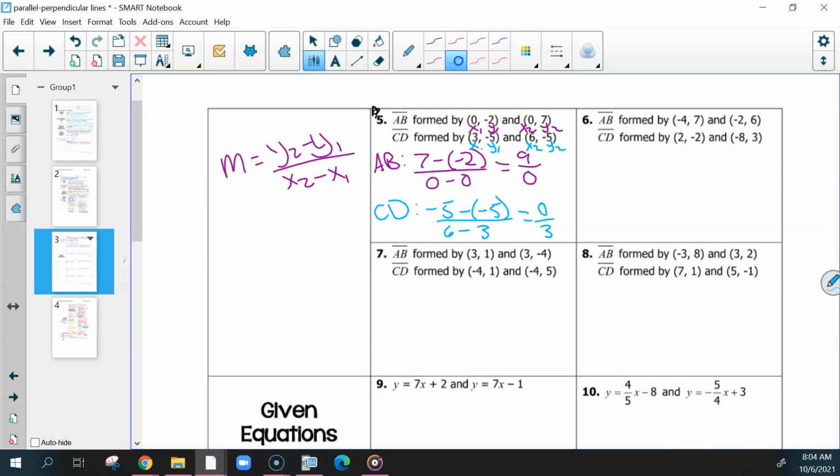What would 9 over 0 be? Undefined. And 0 over 3? 0. So are these parallel, perpendicular, or neither? Neither. If I have a line that has a 0 slope and a line that has an undefined slope, is that going to make a perfect T? Yes, those are perpendicular.